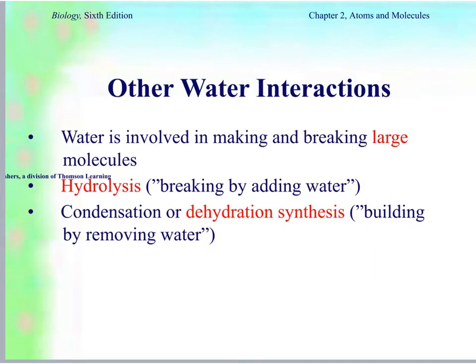So one reason why water is so important in living things is because water is involved in making molecules and breaking molecules. When we want to break a large molecule, we need to add water, and that process is called hydrolysis. Lysis means break, and hydro is referring to the water. So hydrolysis is breaking by adding water. The opposite of that is when we want to make bigger molecules. So we have smaller molecules that are going to make larger molecules. That is called condensation, or in AP Bio we call it dehydration synthesis. Synthesis means making or building, and dehydration means we're going to remove a water. So we add water to break, and we remove water to build.